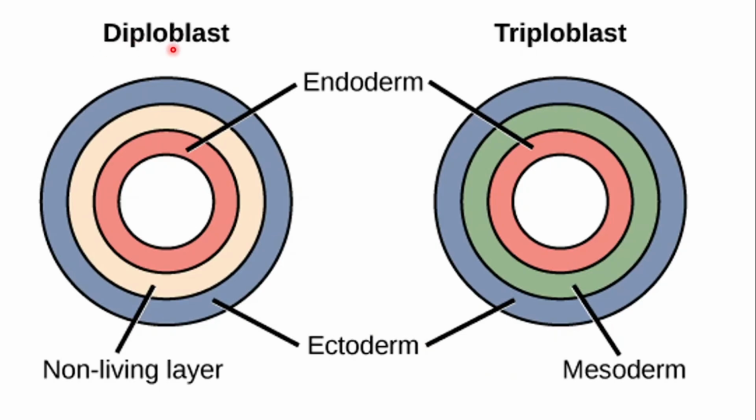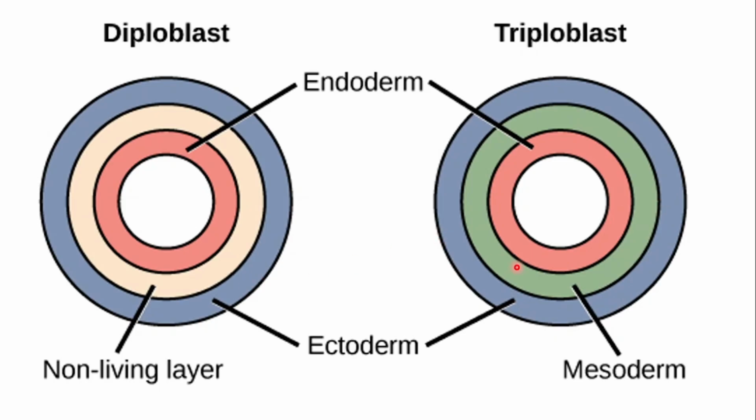So in this diagram, we have the diploblast or the diploblastic body plan. We have the triploblastic body plan. So both of them are going to have the endoderm, right? Both of them are going to have the endoderm. Remember, the endoderm is the inner germ layer. So both the diploblastic and the triploblastic body plans have the endoderm. Both of them have the ectoderm. So the ectoderm is the outer germ layer, right? Both of them have the ectoderm, right?